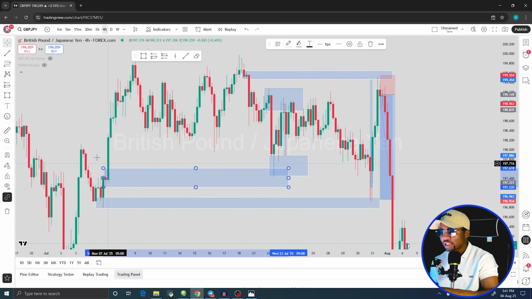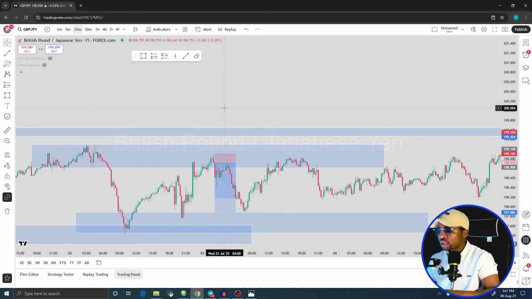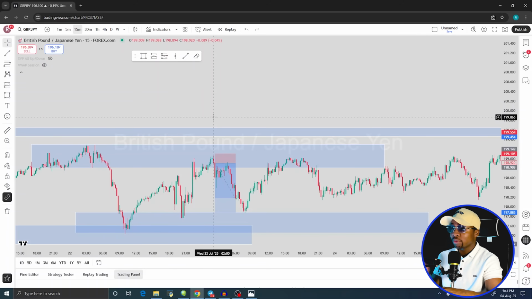We had this order block. We had this unmitigated wick. We had this order block. We also had this order block here. But then when price came and tapped into this order block right here, straight to the 15-minute time frame, this was on Wednesday, 23rd July, 2 a.m. New York time. In Uganda, that would be like 9 a.m. Frankfurt open.